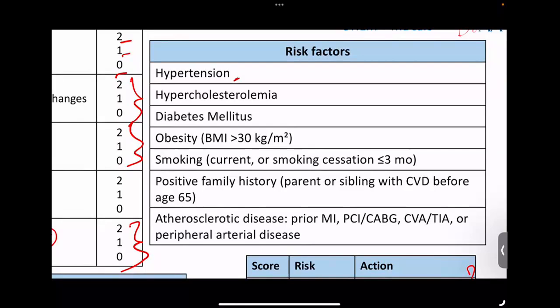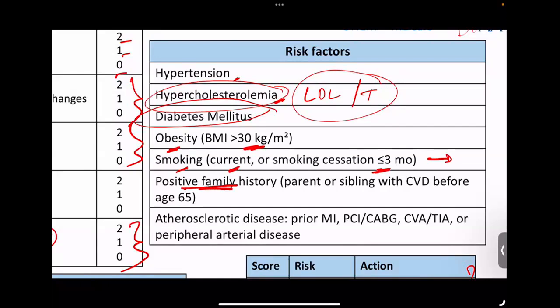Hypertension is one risk factor. High cholesterol levels, it can be any cholesterol. It can be triglycerides, or high density, HDL, LDL. Mainly we're talking about LDL and triglycerides. If these are high, we call it hypercholesterolemia, and these patients have one risk factor. They can be diabetic, obese. The BMI is important; it should be more than 30. Smoking: they might be a current smoker or have ceased within the last 3 months. If they have ceased, again, it is considered high risk.